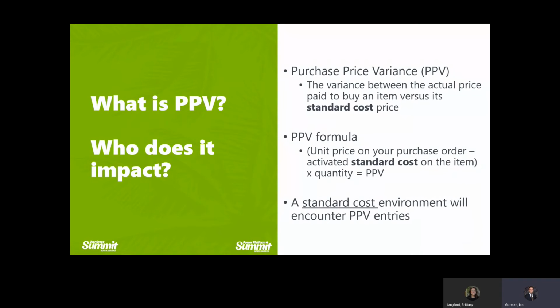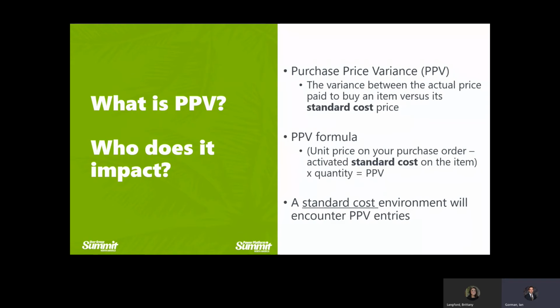In regards to what is PPV, PPV is purchase price variance, and it's the variance between the actual price paid to buy an item versus its standard cost price. So this is, again, following around purchase orders, since the keyword here is purchase price variance. The formula itself is very simple. It's the unit price on your purchase order minus the activated standard cost on that item itself, and then you multiply it by the quantity. We'll go into more examples here shortly to explain this a little bit further.